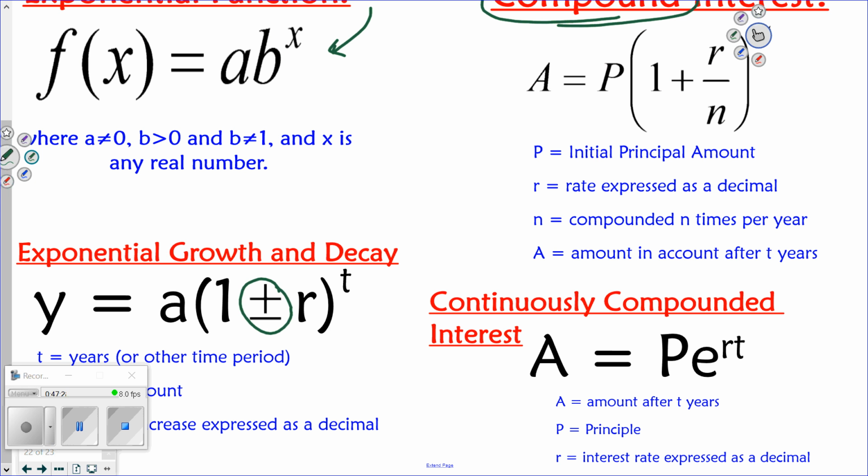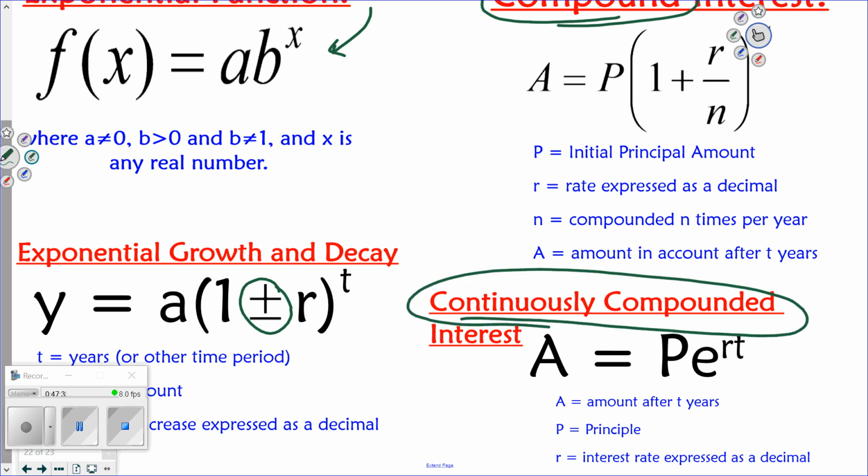Okay? And continuously compounded, how do I know to use that one? It will say continuously compounded. So should you have trouble knowing which formula to use? You should not. Look at the wording in the problem. Okay?